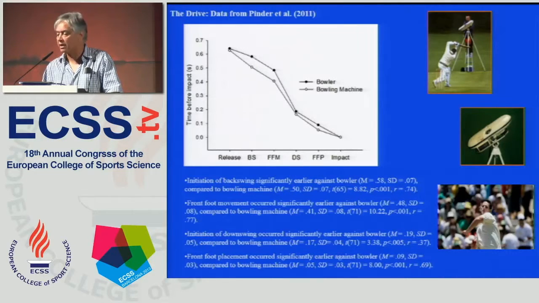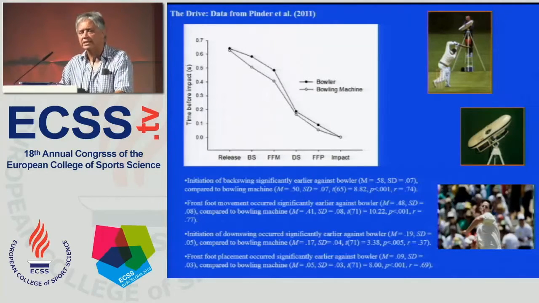If you look at the graph at the bottom, at the horizontal axis, at the point of ball release, there's no difference in the initiation of the action, the timing of the action, when the ball is projected by the ball machine versus released by the bowler. But in between, at the point of backswing of the bat, front foot movement, downswing of the bat, and front foot placement, there were key differences, all coming together at the point of bat-ball impact. So there are some timing differences that emerged as those different task constraints are implemented.